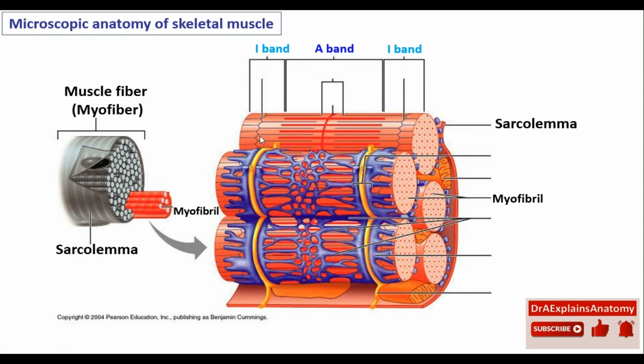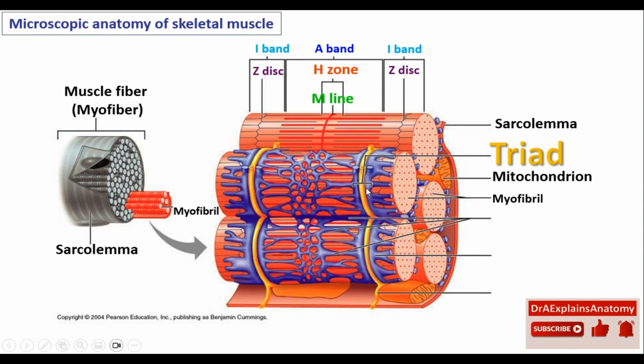This is the A band. A sarcomere extends from one Z disk to the nearby Z disk. This is the H zone. And this right here is the M line. We can see a mitochondrion here. The mitochondria provide ATP, which is needed for the muscle contraction.